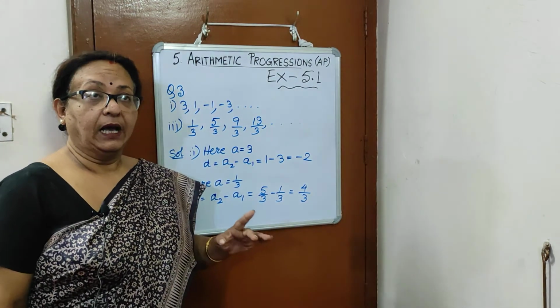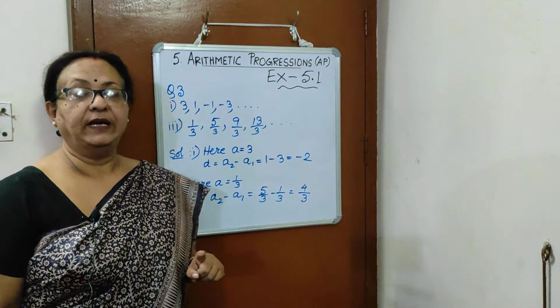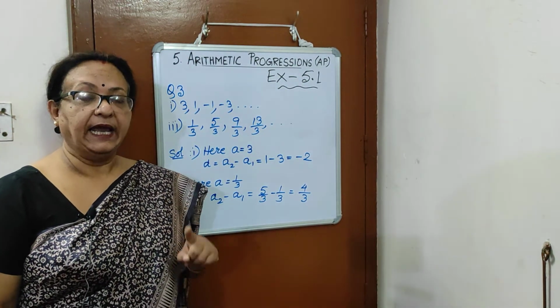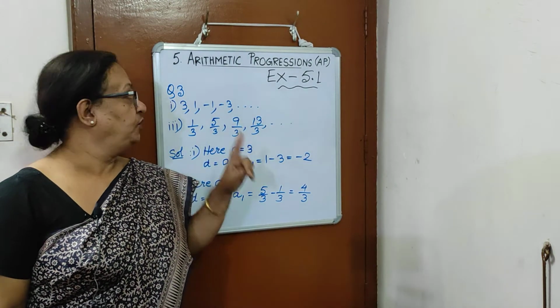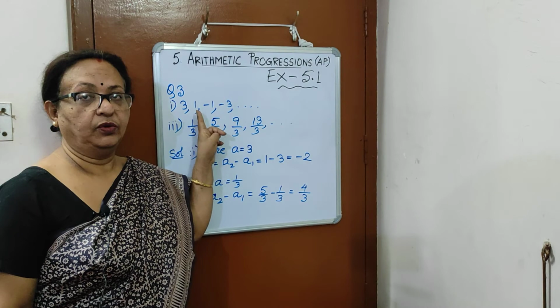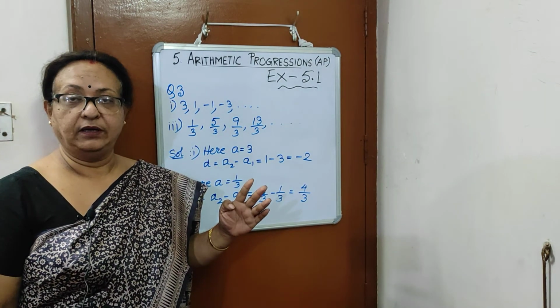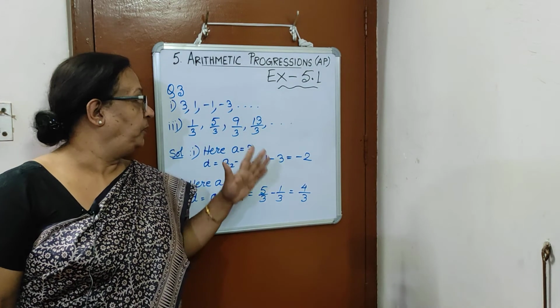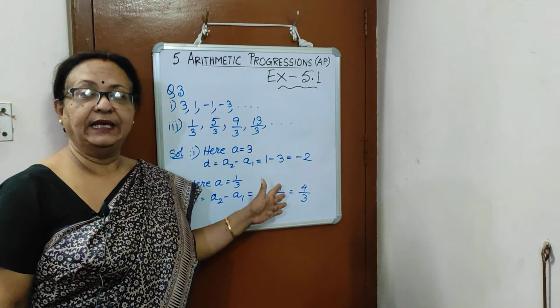Now, children, again just to remind you, to find the common difference, always a2 minus a1, not the other way. Never do a1 minus a2. It will always be a2 minus a1. Okay, children, so hope you have understood, and just continue doing the sums.